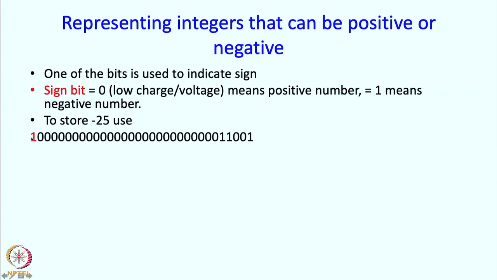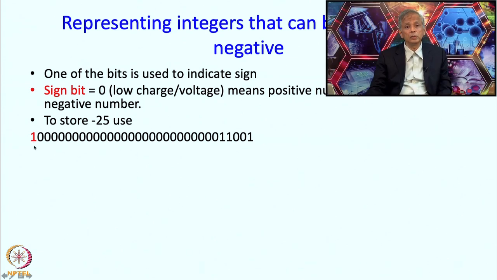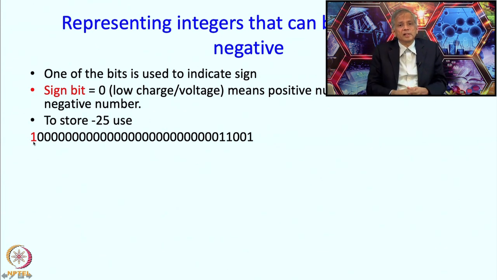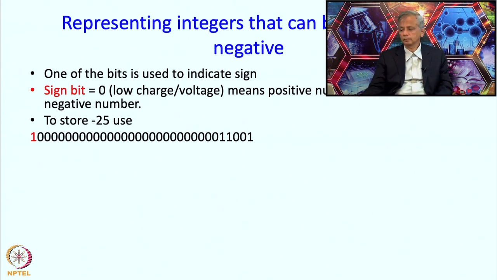So this no longer means 2 to the power 31, it means minus 1. This is just a matter of convention. We have to decide some convention and we have to stick to it. If our convention is that the first bit designates the sign rather than being part of the number, then this sequence of bits is going to represent minus 25. So here the leftmost bit is a sign bit.